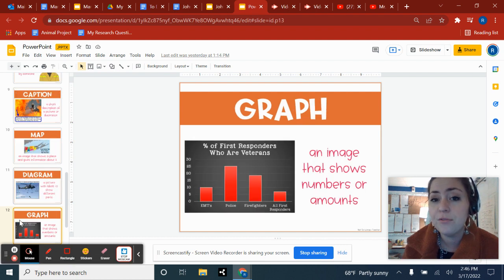All right, a graph, anything with numbers. Okay, a graph is anything with numbers. For instance, how many kids in Glen Elementary like strawberry versus how many kids like chocolate versus how many kids like ice cream? Maybe there's 100 kids who like chocolate, 60 who like strawberry, and 20 who like vanilla. Those have to do with numbers. Remember, graphs always have to do with numbers.